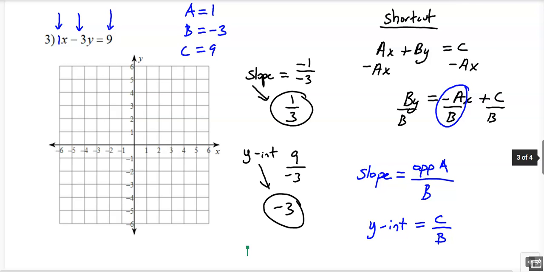I could just graph it from there. Y-intercept, slope says positive 1/3. So positive 1/3 means I'm going up 1 over 3. So up 1 over 3, up 1 over 3. Go back the other way. So actually I give you 3 methods. I give you solve for y, I give you find the intercepts, or I give you the shortcut using the a, b, and c numbers.